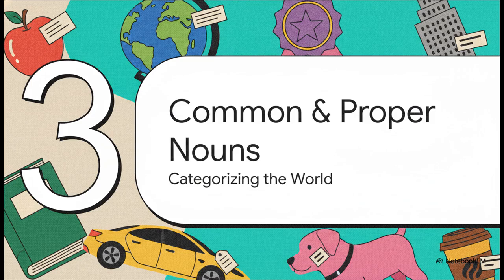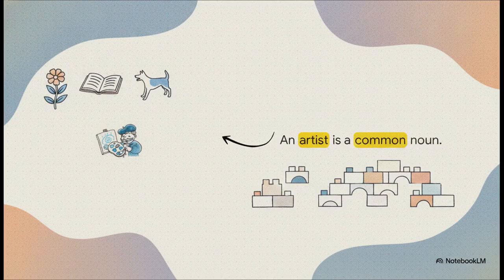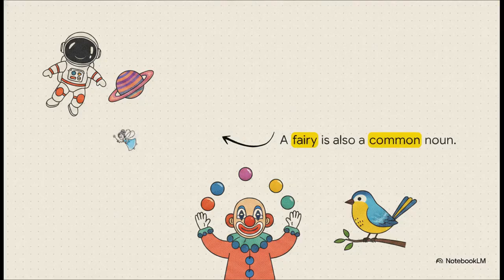All right, Part 3, Common and Proper Nouns. So, common nouns are essentially the general labels we use for people, animals, places, or things. Take an artist painting a canvas, for example. The word artist is a broad category, right? It's not one specific named individual. The exact same goes for a fairy waving a magic wand. Whether we're talking about an astronaut, a clown, a bird, or a fairy, if it describes a general category of a person, place, or thing, it is a common noun.